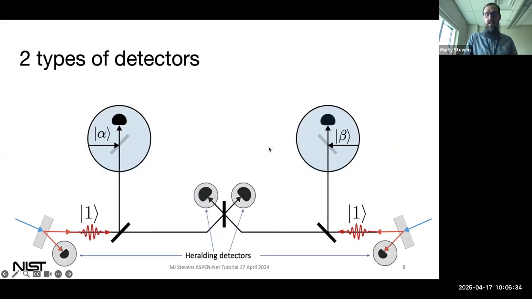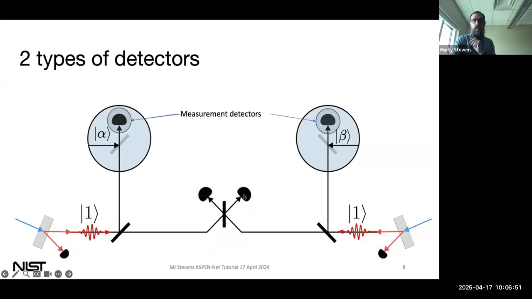So there are two types of detectors that, broadly speaking, are needed here. There are heralding detectors, and you see in this simple version, there are four detectors required. So one at each source and two at the swapping station here. And a different type of detector here is the measurement detector.